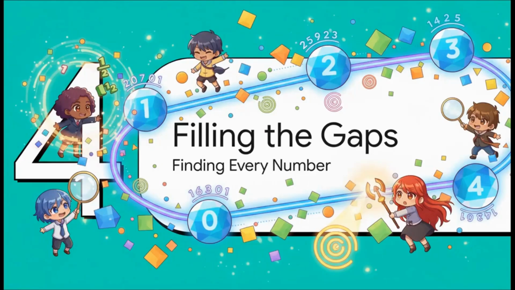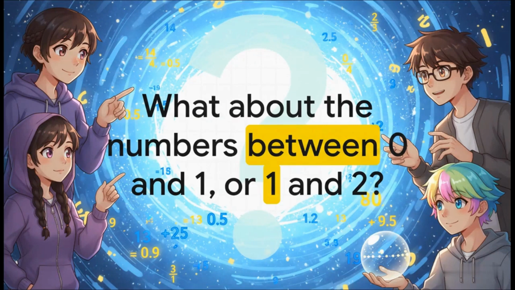Okay, so we've placed all the whole numbers, 1, 2, 3, and so on. But what about all that empty space between them? This is where the number line really shows its true power. Let's start filling in those gaps. Seriously, think about it for a second. Between the point we called 0 and the point we called 1, there's a whole universe of other numbers, isn't there? You've got fractions, decimals. Where do they fit into this perfect map that we're building?